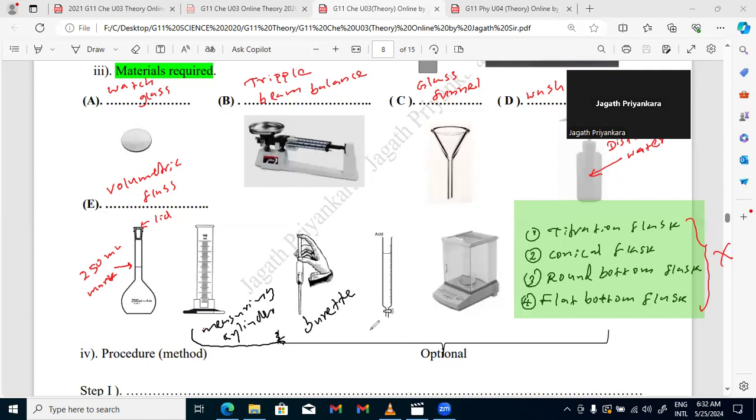Oh, sorry, not burette. That is pipette. This is a bulb pipette. This is the burette. What is the last one?